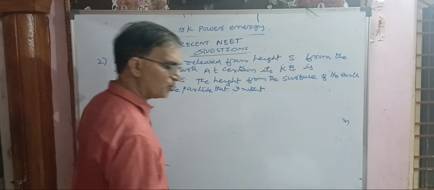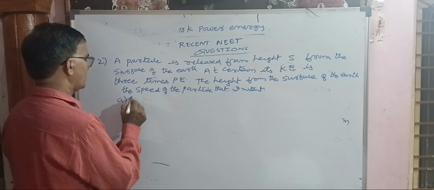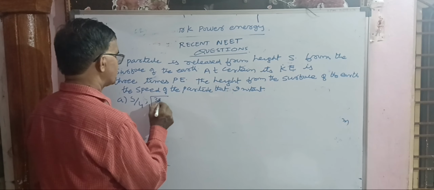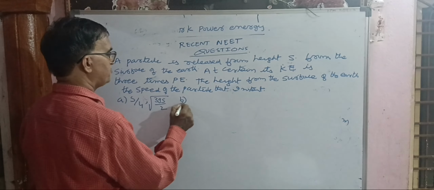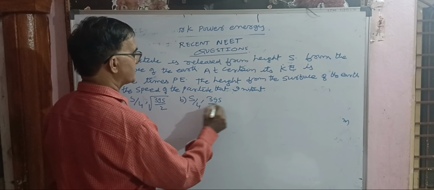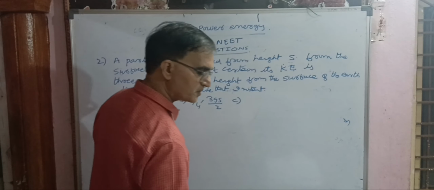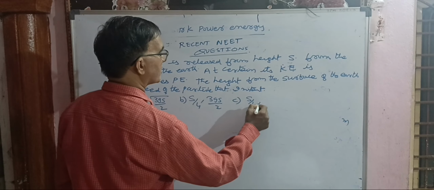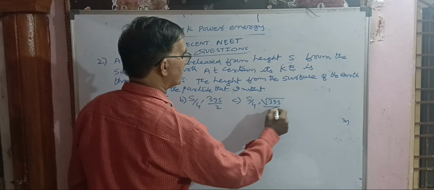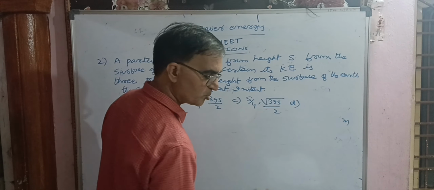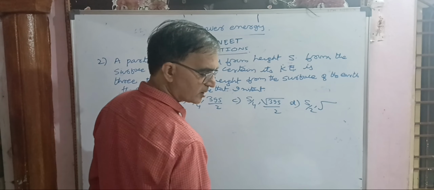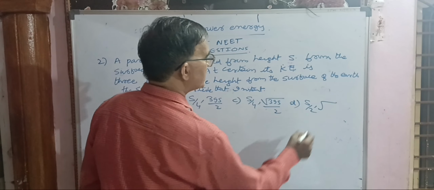Okay. Now the values are given here. √(3gs/4), √(3gs/2), B, √(3gs/4), √(3gs/2), C, √(3gs/4), √(3gs/2), D, √(3gs/2).